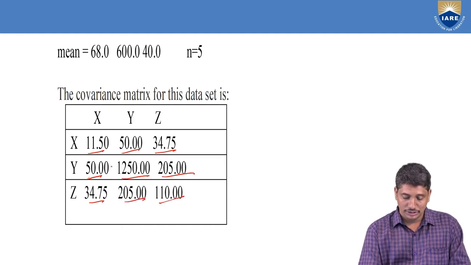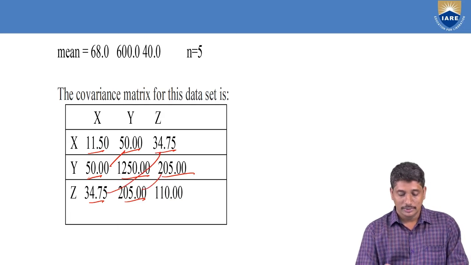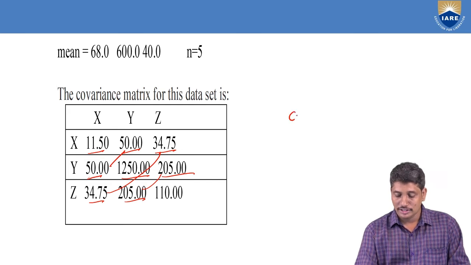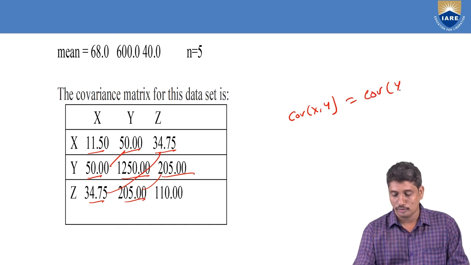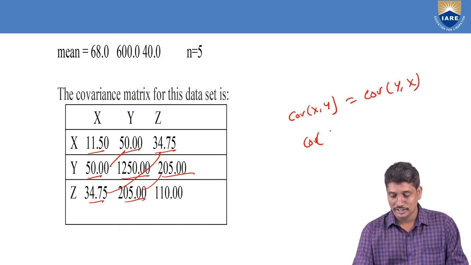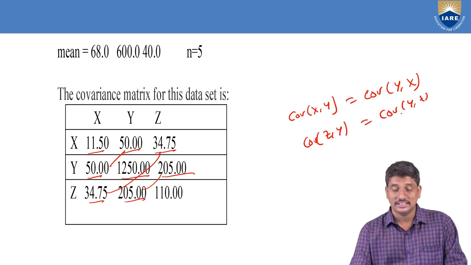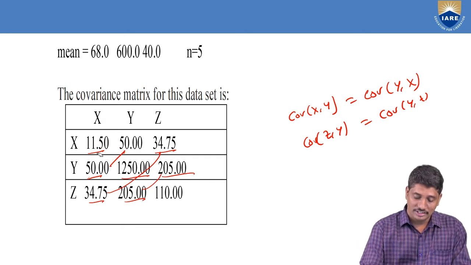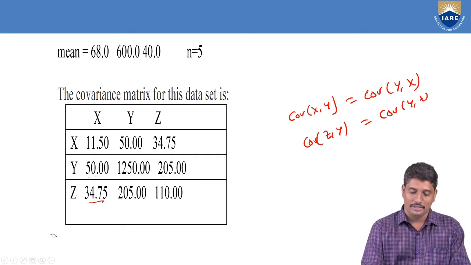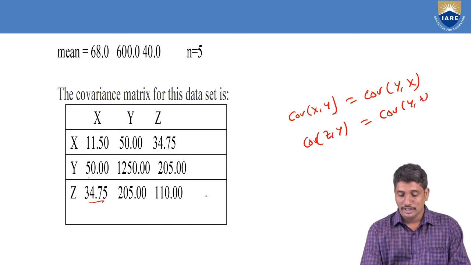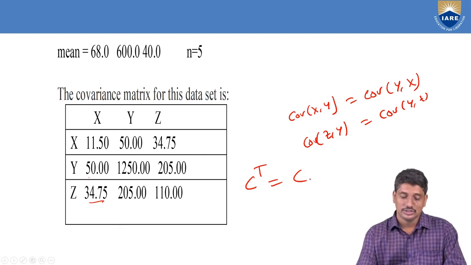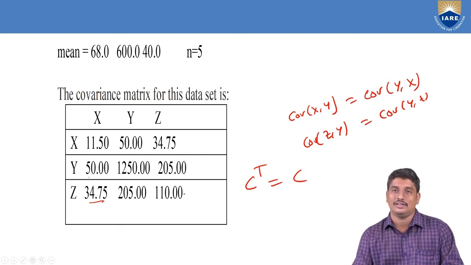If you keenly observe, you see that these two are equal, and these two are equal, and these two are equal. That means the covariance of x and y is the same as the covariance of y and x. Similarly, the covariance of z comma y is the same as the covariance of y comma z. That means symmetry exists between the covariances. That is why the covariance matrix is always a symmetric matrix. That means if you transpose this C, you will get C itself. C transpose is equal to C.